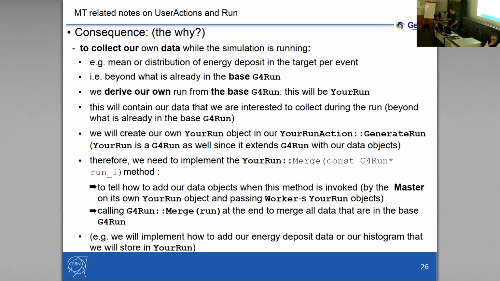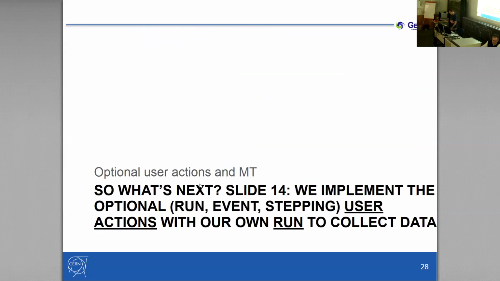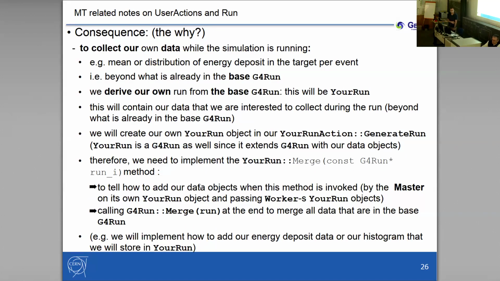So as you were saying before, we need something like a summary, but it's not actually a summary. It's more like this Merge method. We need to sum the different G4Run objects from each worker thread into the master. The implementation of this we will do tomorrow. I do not know if we can leave it here, or if you want to do a recap?